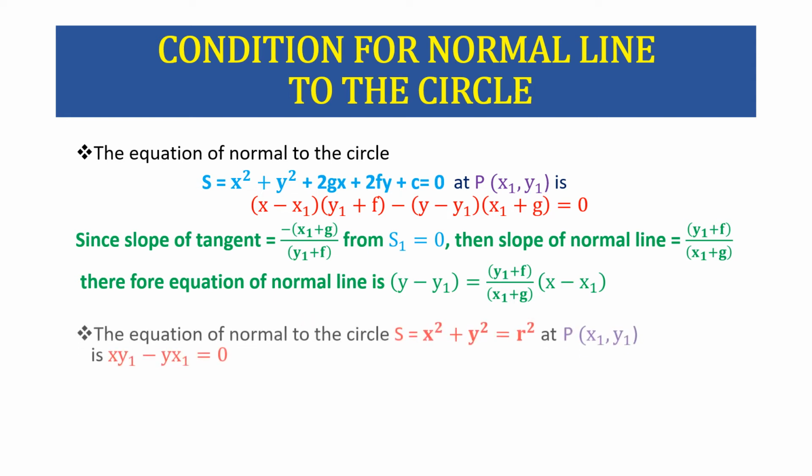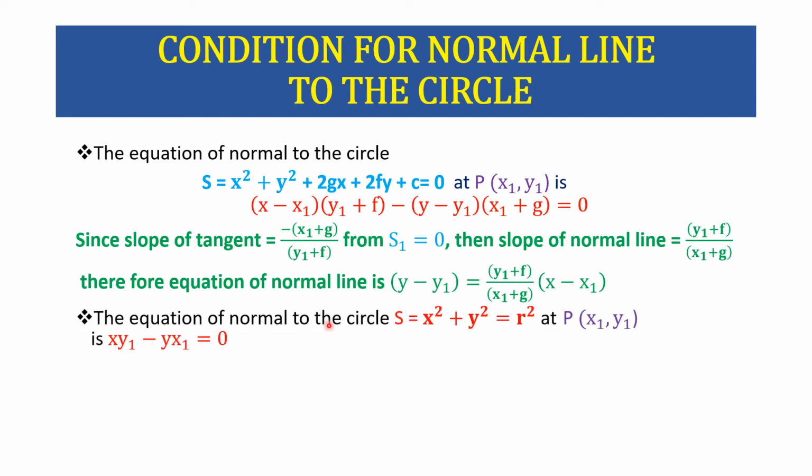And similarly the equation of normal to the circle S equal to x square plus y square equal to r square. Here the circle with center origin and radius r at the point P of x1 y1 is xy1 minus yx1 equal to 0. So this is the normal equation to S equal to 0. The center is the origin.